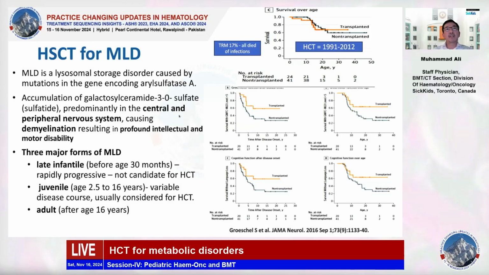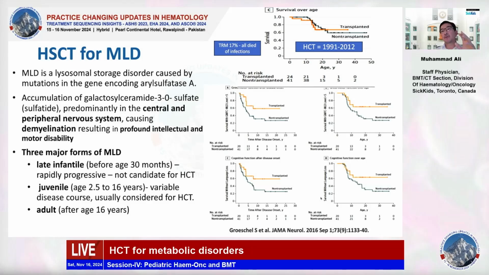And the last few slides are about the other two common indications for transplant. So MLD, again another lysosomal storage disorder, where there's substrate accumulation in the central and peripheral nervous system, causing demyelination and resulting in profound intellectual and motor disability. MLD is basically classified based on the age of onset of the disease into late infantile, juvenile, and adult. Late infantile disease, unfortunately, is rapidly progressive, and these patients are not considered candidates for transplant. While for juvenile patients, the disease usually progresses slowly, and there is a chance that transplant will benefit these patients. The same for adults.